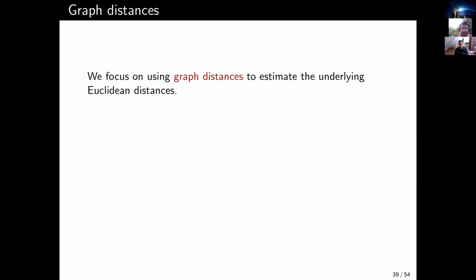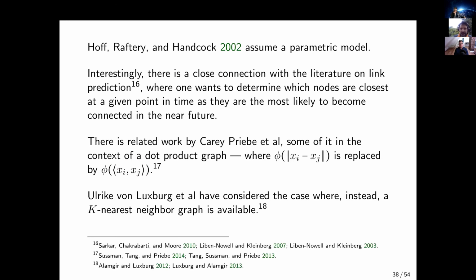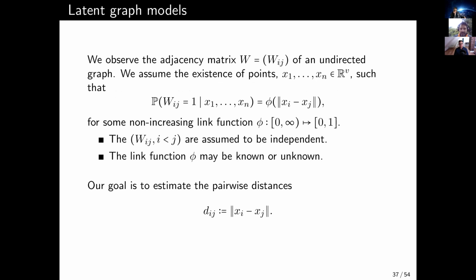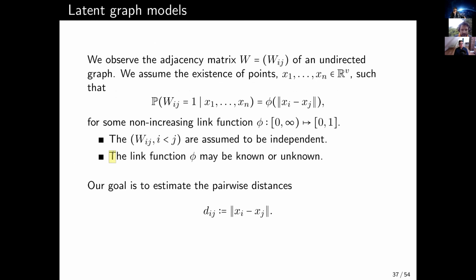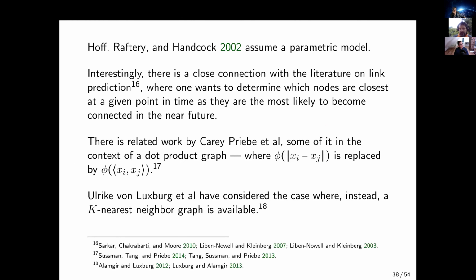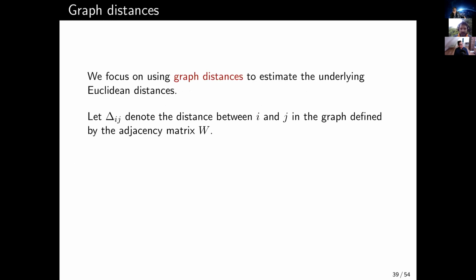Okay. And so again, we're going to use graph distances to estimate the underlying Euclidean distances. Like I said, we can deal with the situation where the link function is unknown. In that case, the scale is lost forever, so we cannot only recover the points up to a rigid transformation, in fact, up to a similitude. Otherwise, we can deal with the case where phi is unknown. And in any case, we're going to use graph distances to estimate the underlying distances between the points.